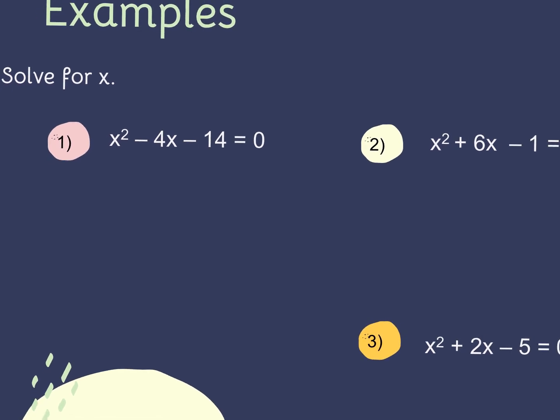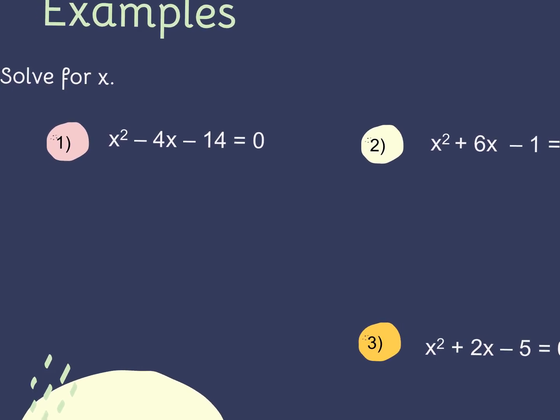Here is a quadratic. The first thing we always try to do is factor. If this one doesn't factor, that's why you have to use completing the square. Or does it factor? Factors of 14 that multiply to give you 14 and add to give you 4? No. Okay, so you've got to complete the square.